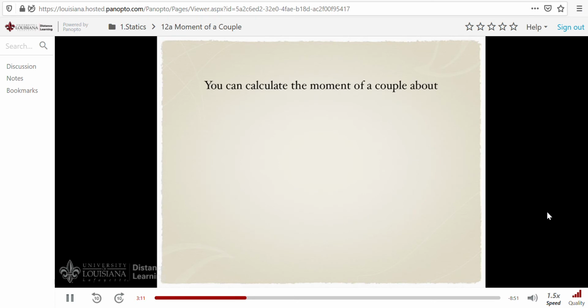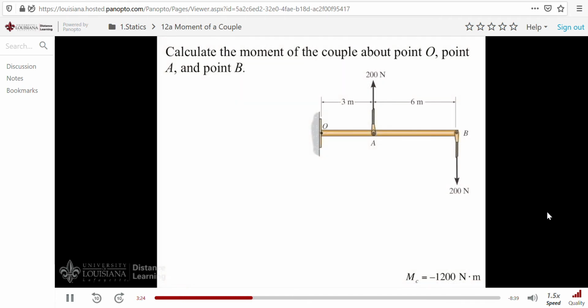And there's one other important thing about a couple, and that is that you can calculate the moment of a couple by finding the moment of the couple forces about any point you want on the body, or even off of it. Let me give you a simple example to illustrate what I mean. Here we want to calculate the moment of this couple about point O, and we want to also calculate it around point A and also point B. So let's do each one.